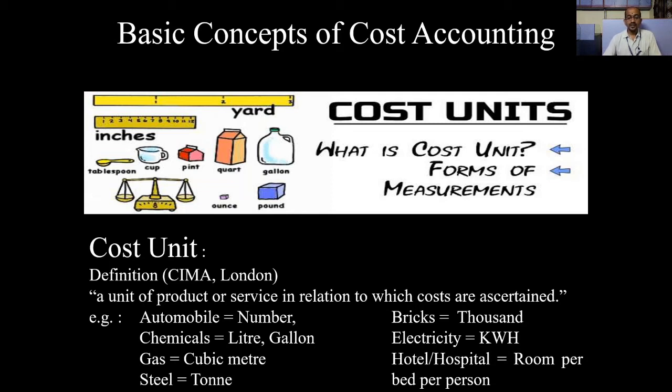So cost unit is again divided into two parts. Single cost unit, when you consider only one feature, like automobile number or chemical liter. But when you consider two features at a time, that is called composite cost unit. For example, if you have a transportation business, then cost per run per kilometer is again one of the composite cost units.